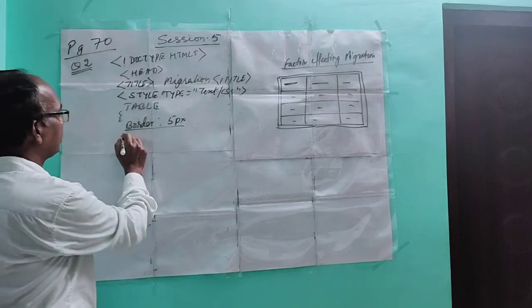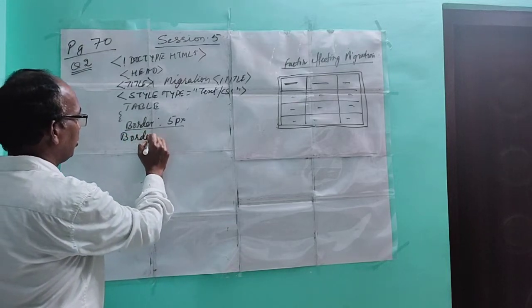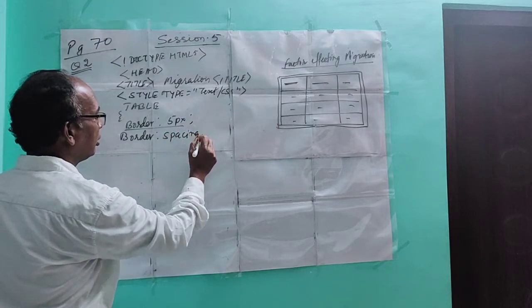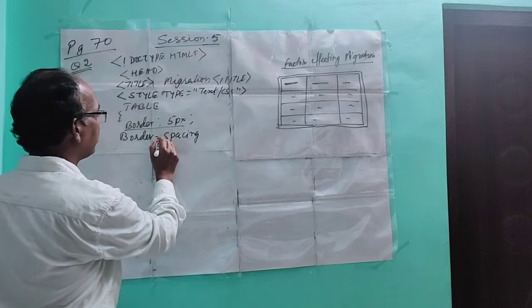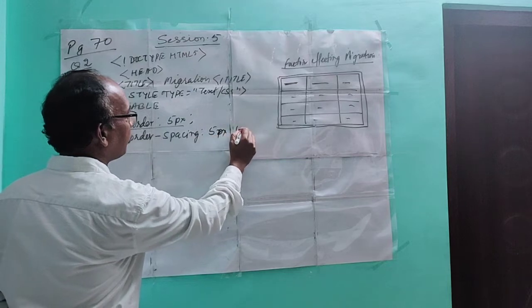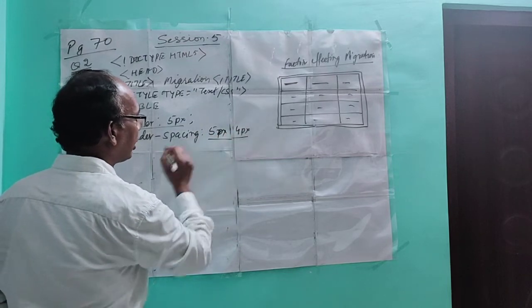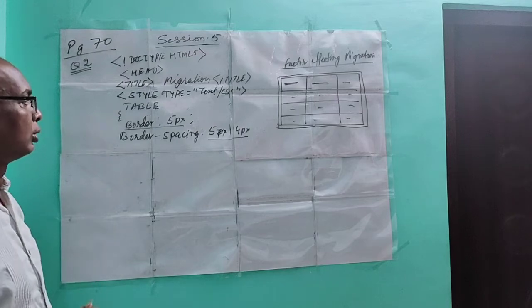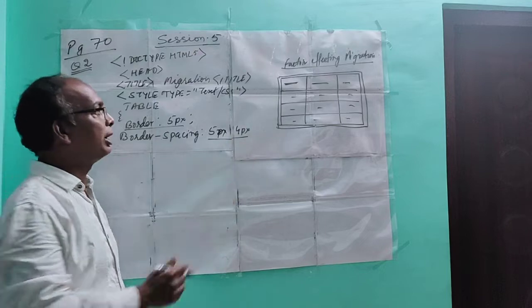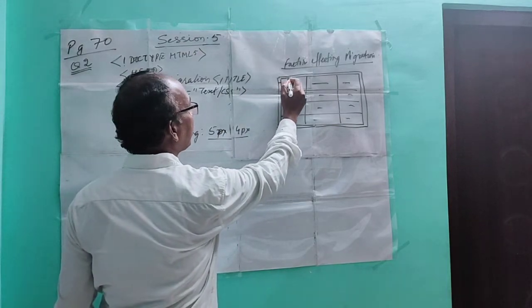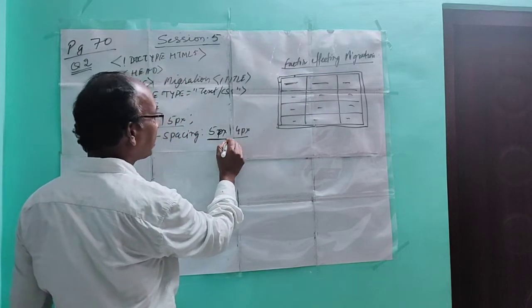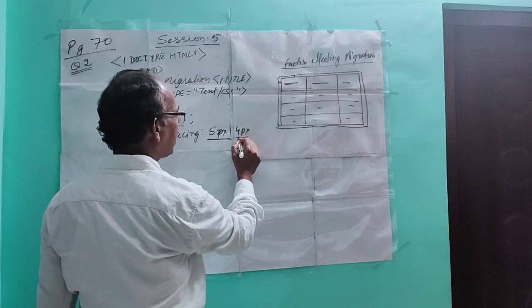After that, border spacing, 5 px and 4 px. See, I am using 2 values. The first one is horizontal and the other one is vertical. This space, vertical space and horizontal space. The first one is horizontal space, 5 pixels. Second one is vertical space, 4 pixels.